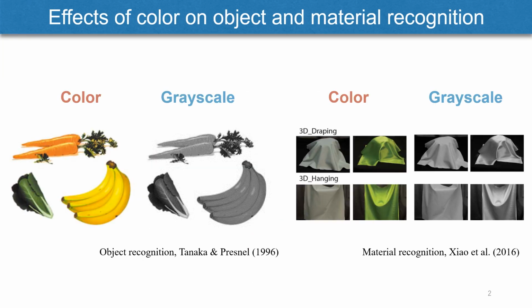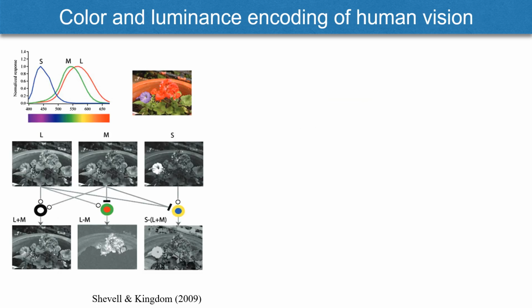Many previous studies have investigated the effect of color on object and material appearance. One major approach is to convert original color images into grayscale and compare their visual appearance. This approach has demonstrated that color information is critical for recognizing object and material attributes. This approach is natural considering our visual system decomposes input LMS signals into color and luminance information, demonstrated by the long history of vision sciences.